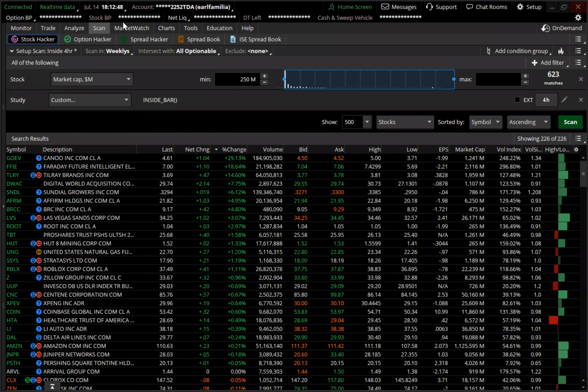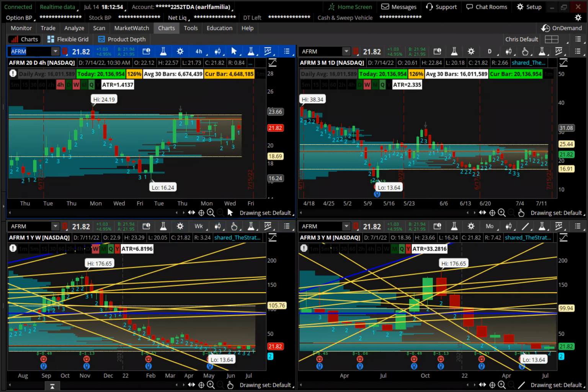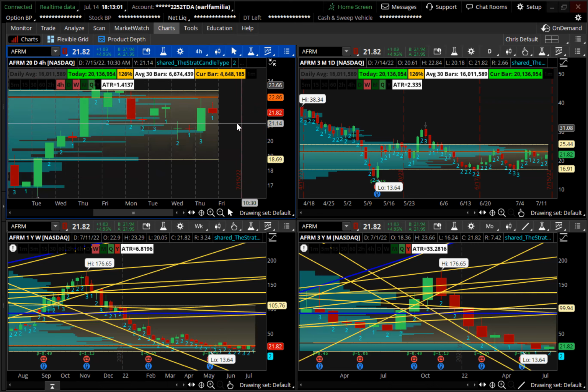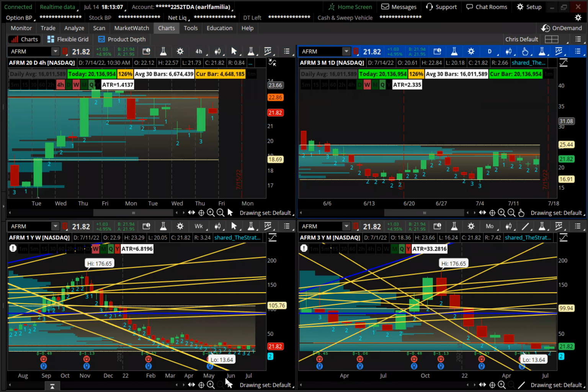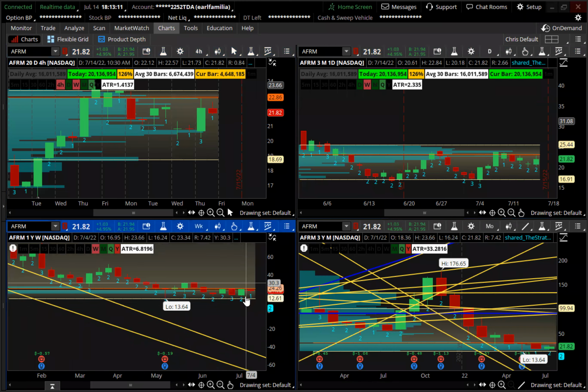Let's see, Affirm. I'm gonna just take a look at Affirm and then LVS. So it looks like we got a shooter here on the 4-hour on the Affirm. 2 up on the day. Shooter on the 4-hour. Current inside week. We are 2366 is the trigger.